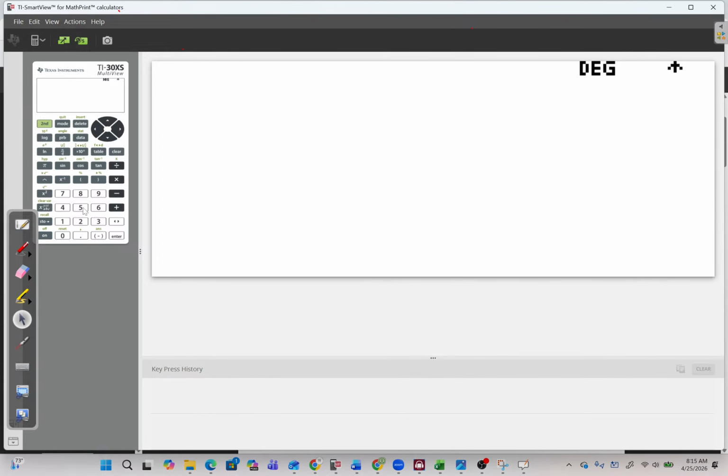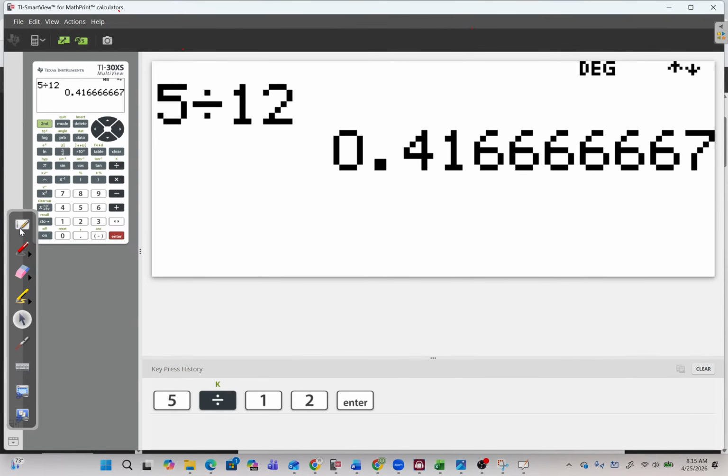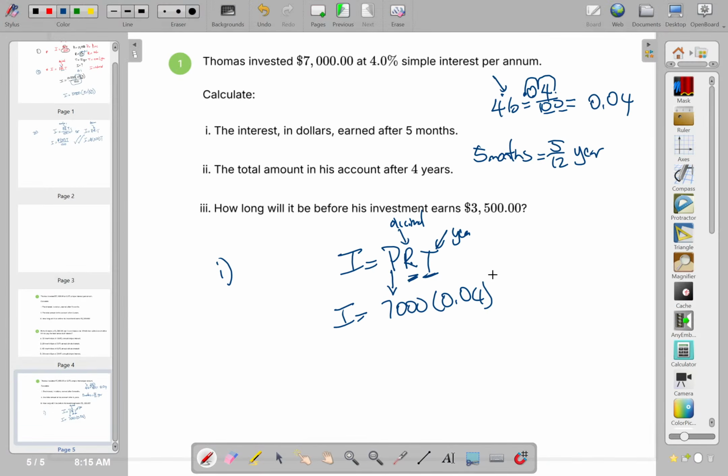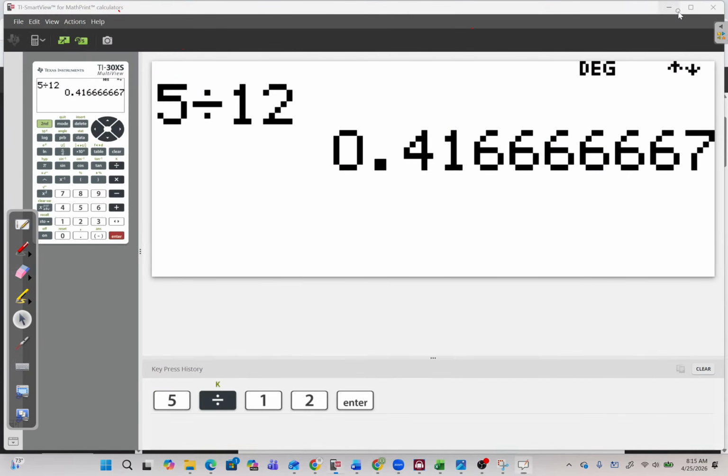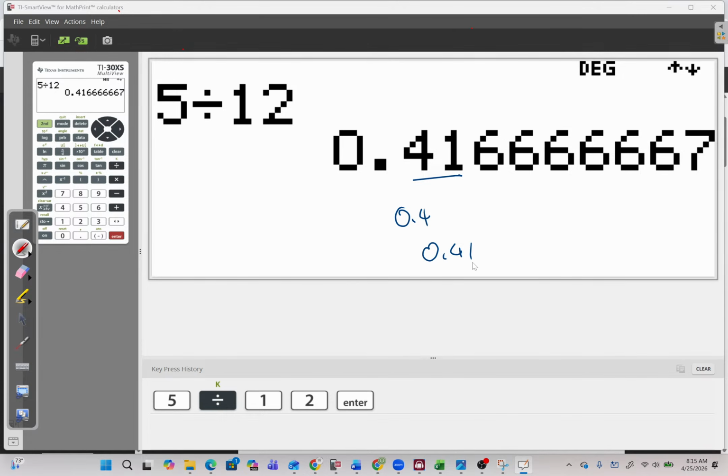Right, so we're going to do 5 divided by 12. 5 months divided by 12 gives you how many years you have. 0.4166. Now, one thing that we teach here, if you don't want to lose accuracy, you see how that has plenty of decimal places? Sometimes one student will say 0.4, another student will say 0.41, then another student will say 0.416.